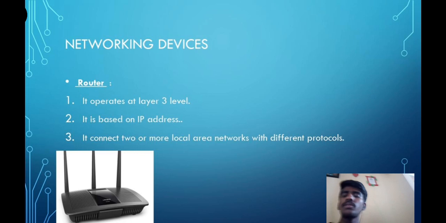Now let's look at the router. We all know the router, everyone knows this. It operates at layer 3, which is also known as the network layer. It is based on IP address, and it connects two or more local area networks with different protocols.